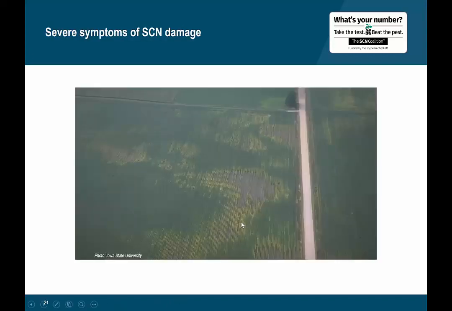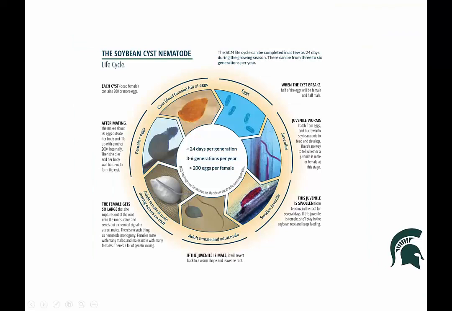So you can see here the symptoms of soybean cyst nematode damage: patchy fields, kind of light colored beans. Here you can see the life cycle.